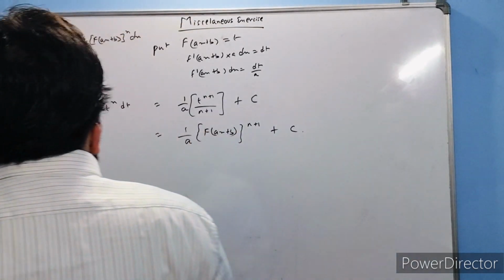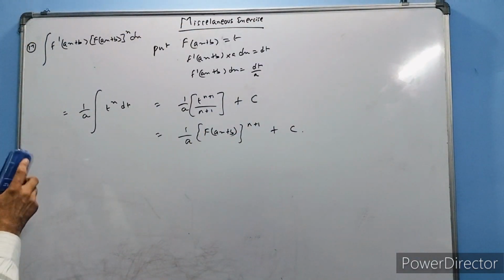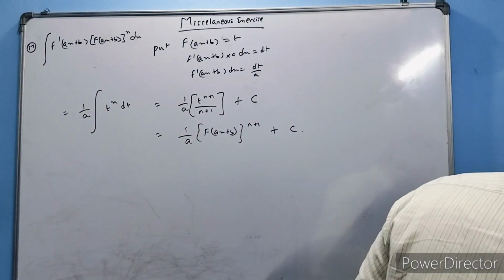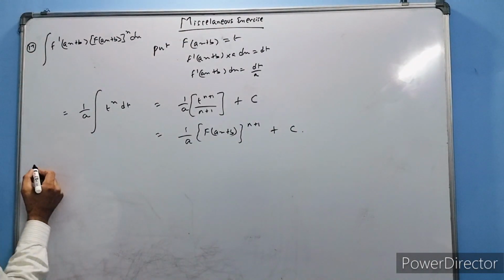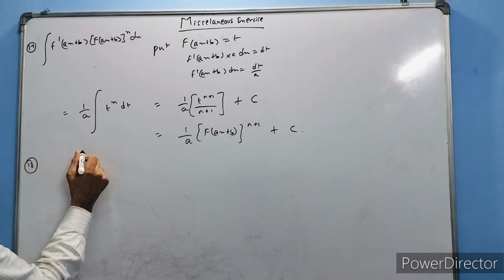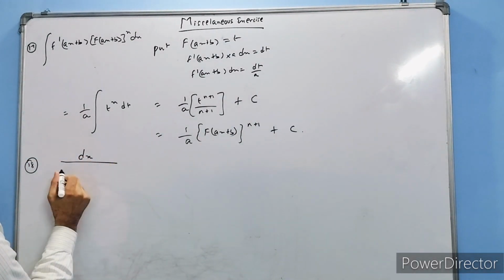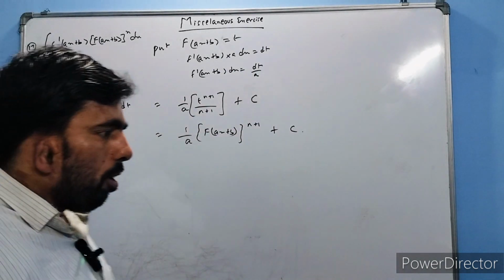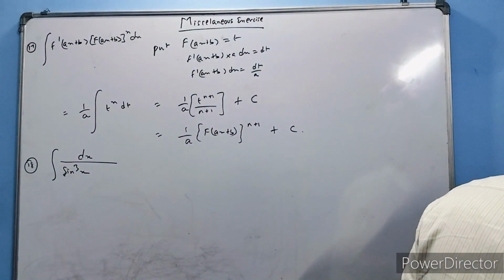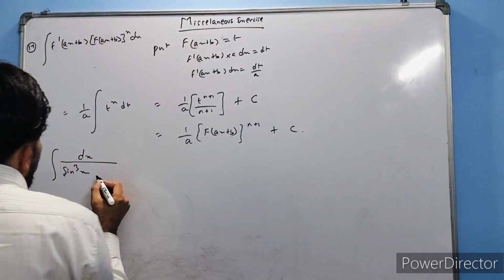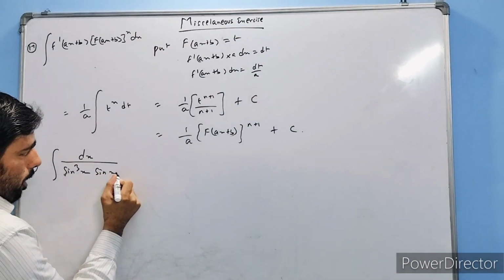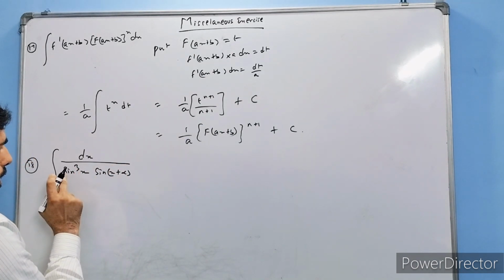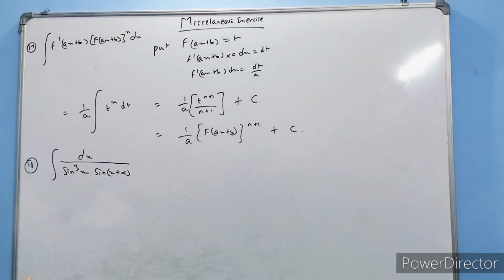So the next numerical I have, let's try here itself. Now we have the question: dx upon sine cube x into the root of sine x plus alpha. We have sine cube x, and we have sine x plus alpha. So now let us try to solve this.